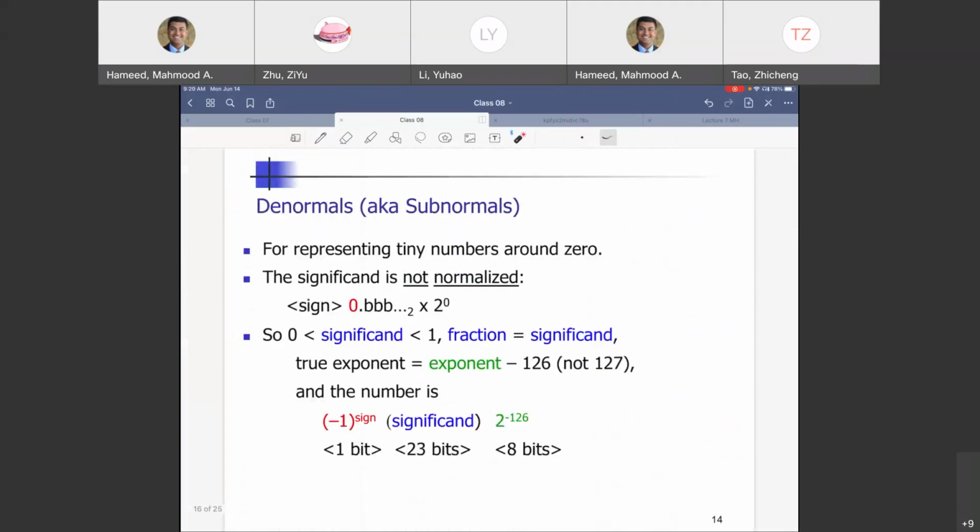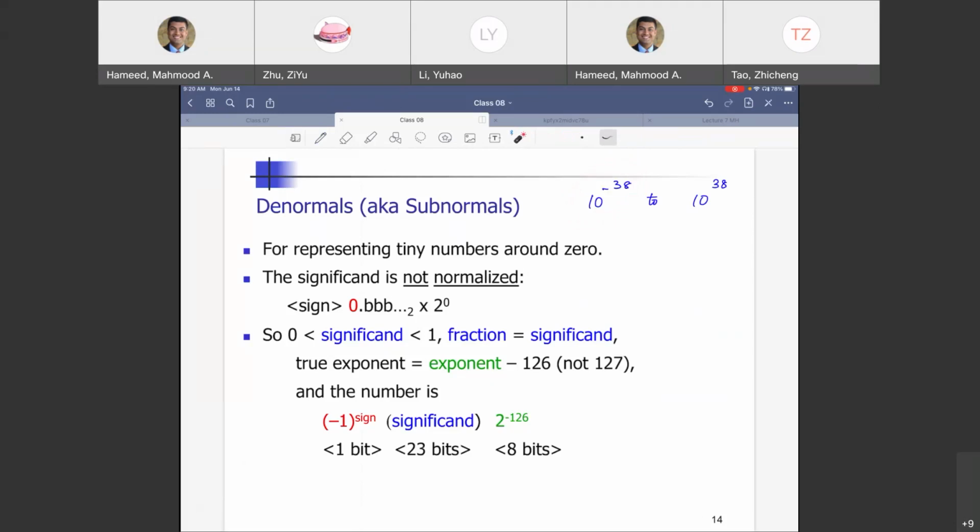Denormals or subnormals. What are they? They are for numbers that are very, very close to 0. Remember our range with 32 bits? It was 10 raised to negative 38 approximately to 10 raised to positive 38, right? What if my number is smaller than this?